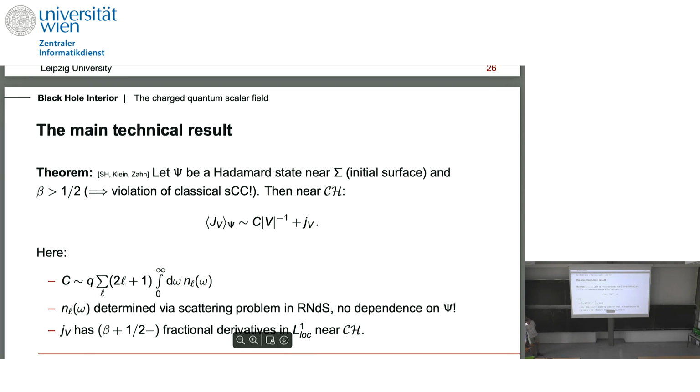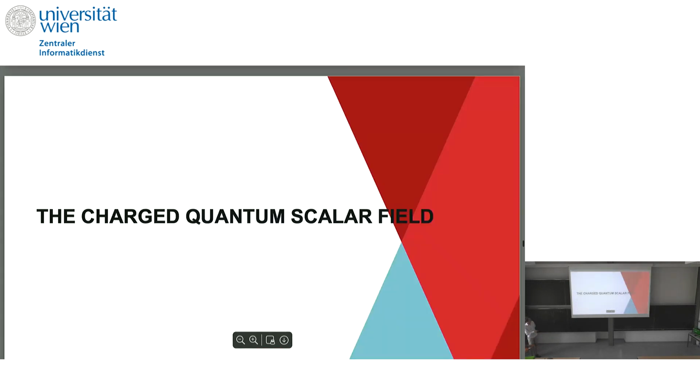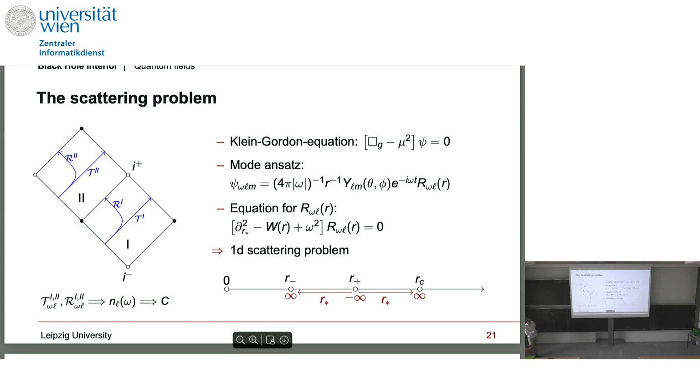And again, there is a formula for this C in terms of certain scattering coefficients. And okay, so before I say what the result is, let me say what the result would be if you did the same calculation at the ordinary horizon, the outer horizon. So this is the black hole exterior, this is the usual event horizon, this is the inner horizon, so the Hawking particles are created at the usual, the outer horizon, as one says.